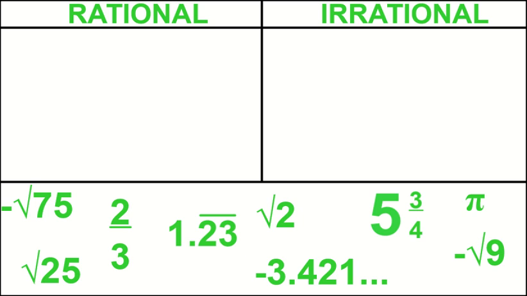So, who thinks they can come up here and sort all of those correctly? Between rational and irrational. All of them. Yeah, give it a try.